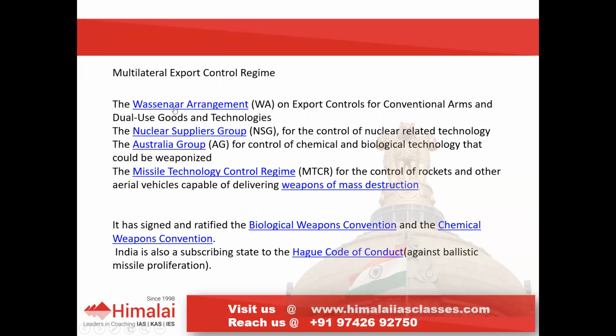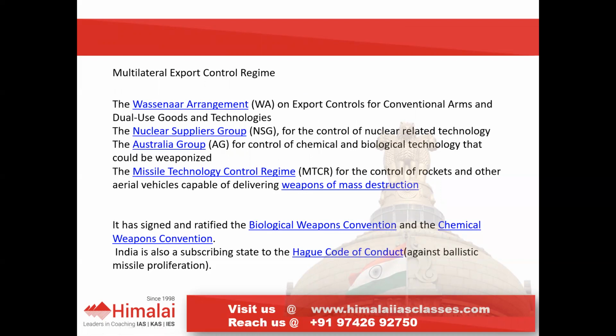The first one is the Wassenaar Arrangement. This is for responsible transfer of conventional arms and dual use goods and technologies, so that these arms and technologies should not fall into the hands of terrorist or such other groups. Imagine these arms and technologies falling into the hands of terrorist groups. To prevent that, the Wassenaar Arrangement came.